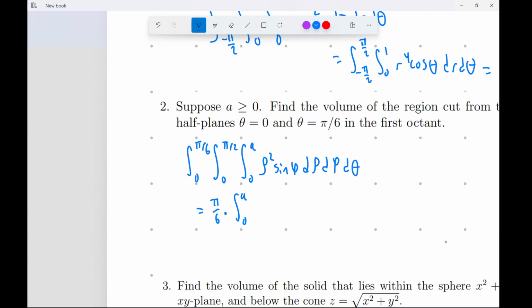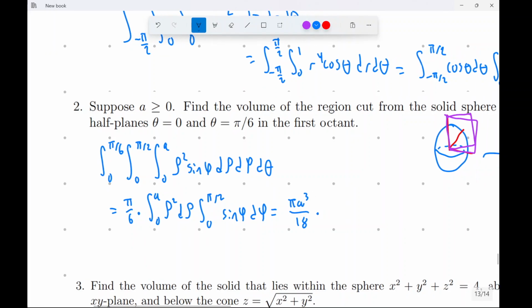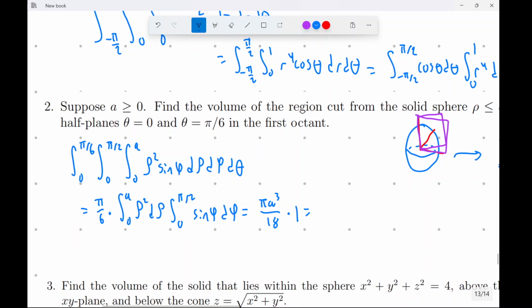The rho integral is that. And then the phi integral is just this. Okay. And so let's see. The rho integral is going to be a cubed over 3. That's going to be pi a cubed over 18. And then the phi integral, I know that's just going to be 1. And so my final answer is pi a cubed over 18.